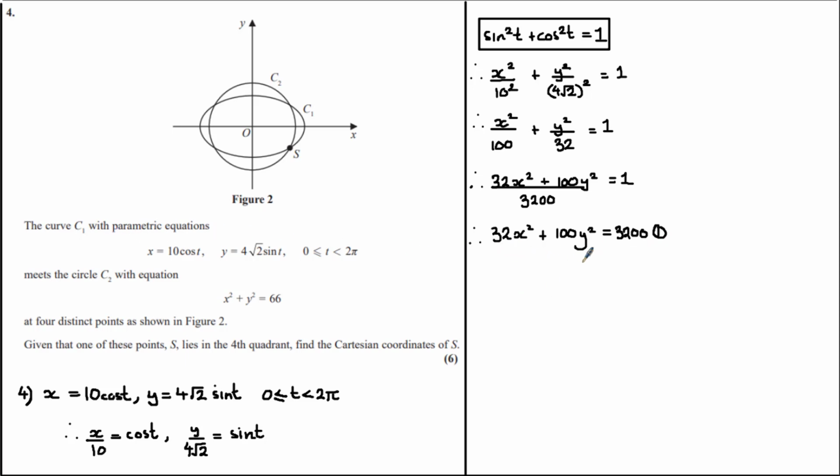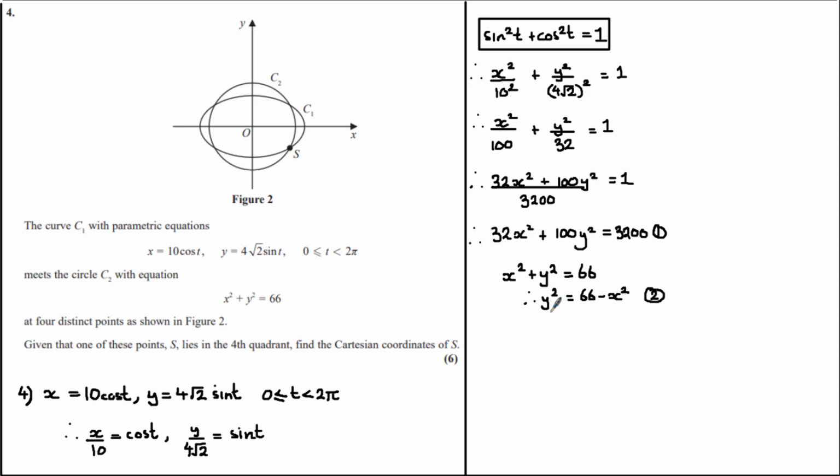We can find the points of intersection between C1 and C2 by solving the simultaneous equations of this equation and this equation: x squared plus y squared is equal to 66. And we're going to do this by the process of substitution. So given this equation for C2, we can therefore say that y squared is equal to 66 minus x squared. So we've just subtracted x squared from both sides of the equation. And let's label this equation 2.